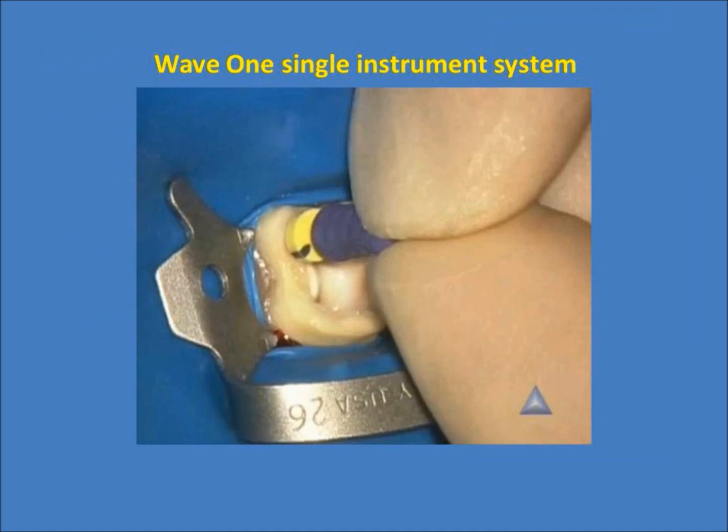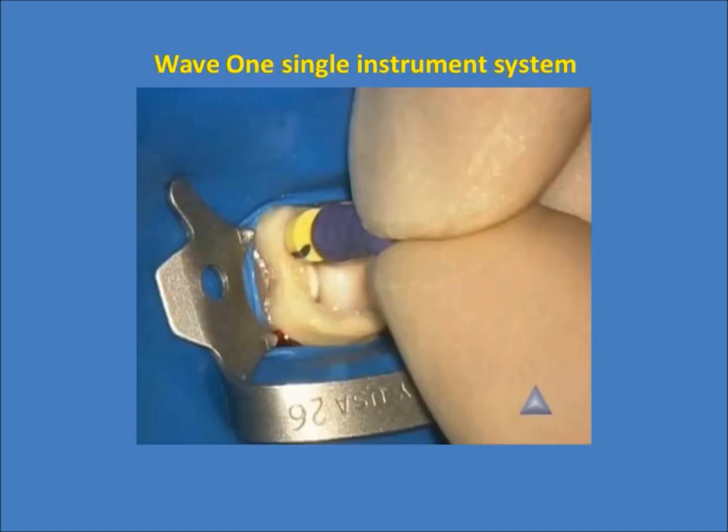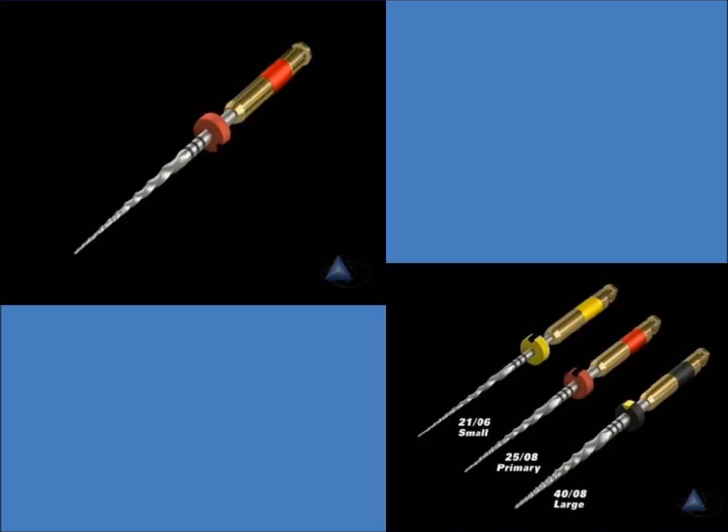WaveOne single-file reciprocating system. This system is a single-use, single-file system to shape the root canal. In most cases, the technique only requires one hand file followed by one single WaveOne file to shape the canal completely using the reciprocating motion. The file is made with M-Wire technology, which improves strength and resistance to cyclic fatigue, about 4 times the traditional rotary nickel titanium file. The system is composed of number 1, the WaveOne small file.